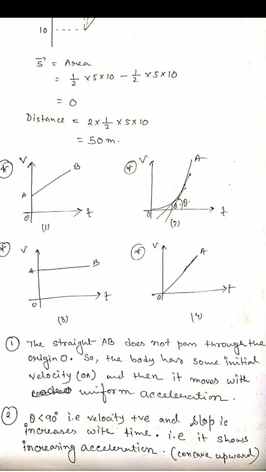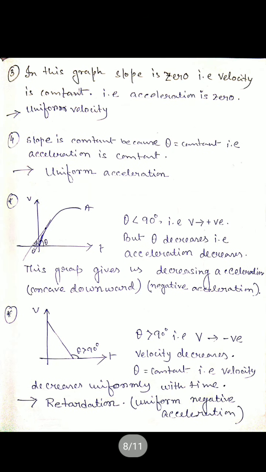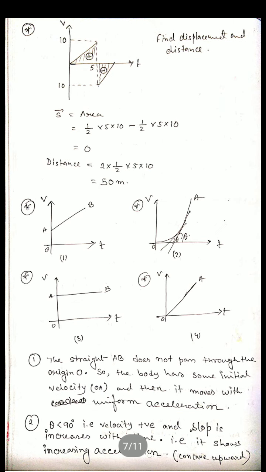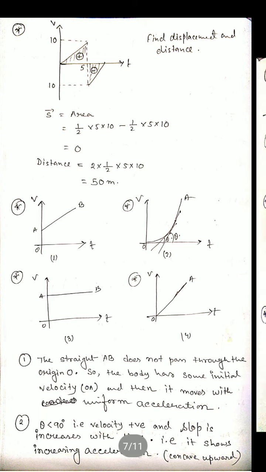In the third case, the slope is 0, velocity is constant, velocity is 0, so acceleration is also 0. Just correct that one: velocity is 0, and that's why acceleration is 0. So it gives us a uniform velocity. As time increases, the particle's velocity is the same at every point from A to B. So that means it will be at rest, its velocity is 0.